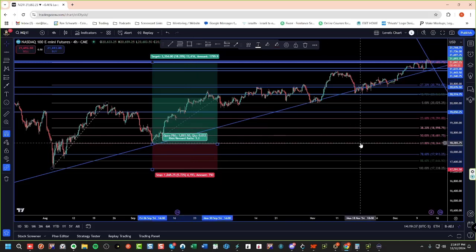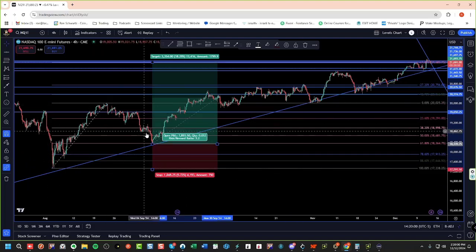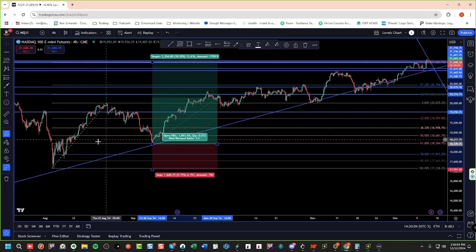If it retraces down to the 61, if it does not break the 0 point, okay, let's call this point number 1, point number 2, point number 3, point number 4. You follow me? Or A, B, C, D. Have you heard that before, the ABCD pattern? Oh, yeah, I did.